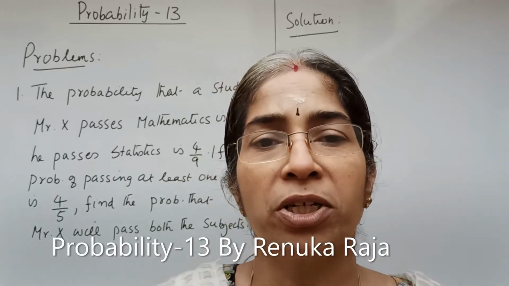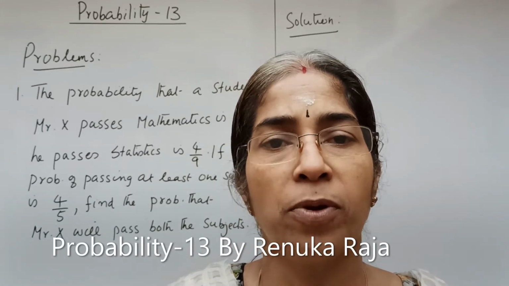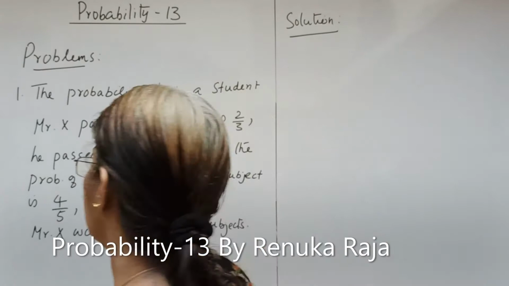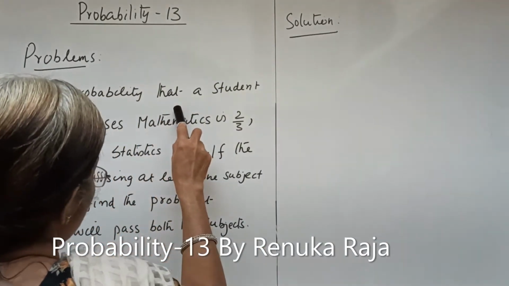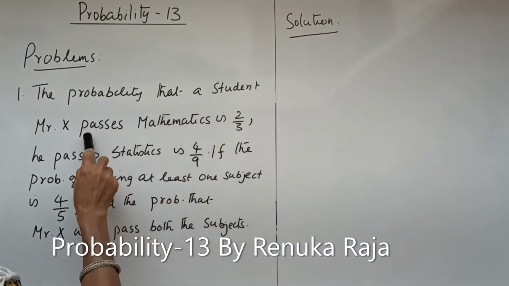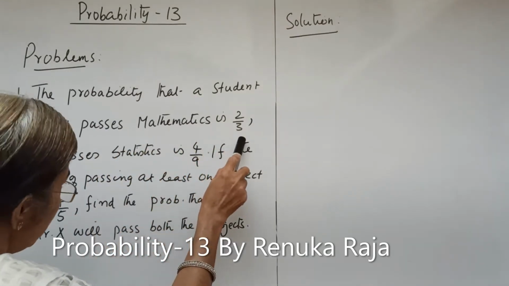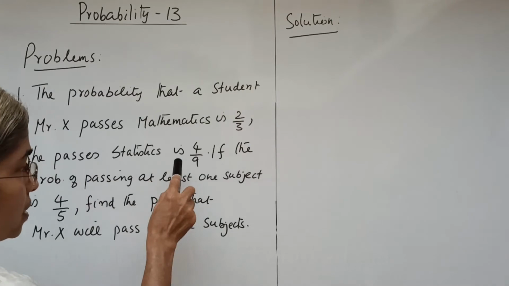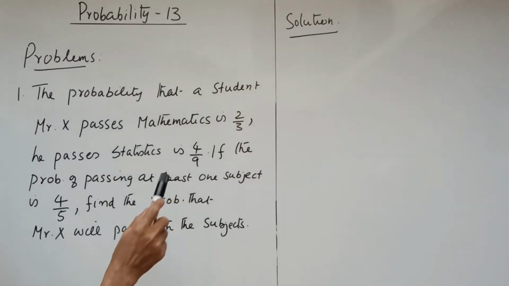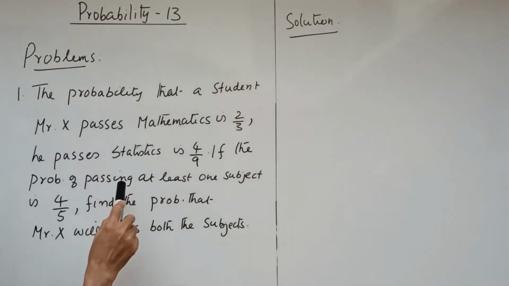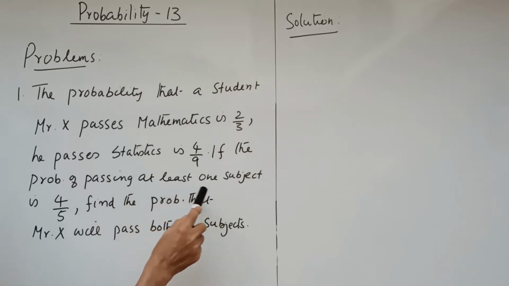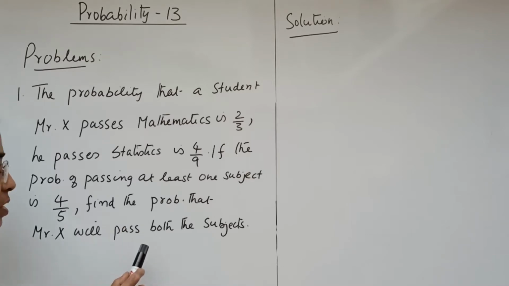Let us move on to the next problem on probability. The problem is: the probability that a student Mr. X passes mathematics is 2 by 3. He passes statistics is 4 by 9. If the probability of passing at least one subject is 4 by 5, find the probability that Mr. X will pass both the subjects.